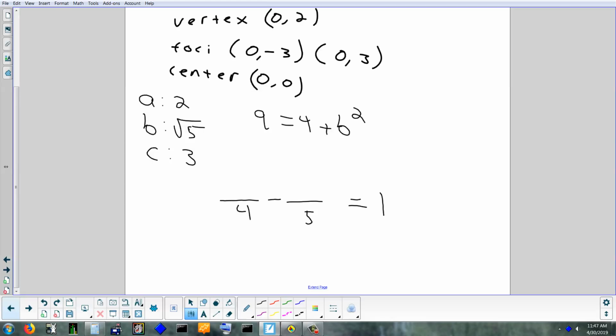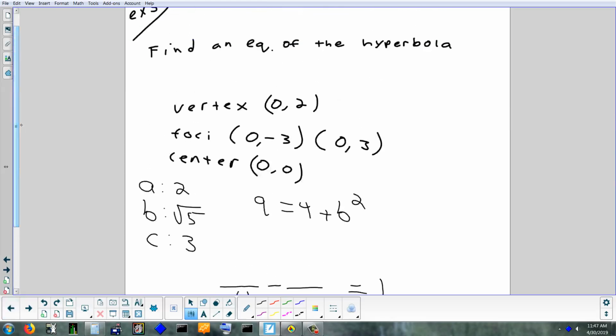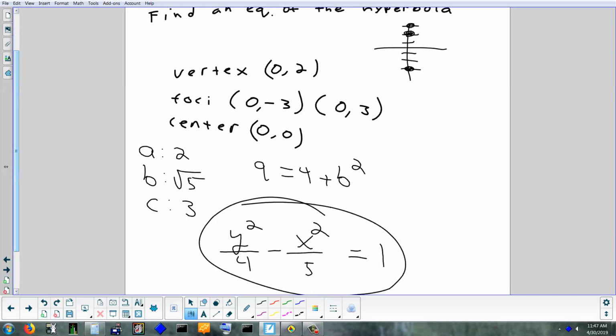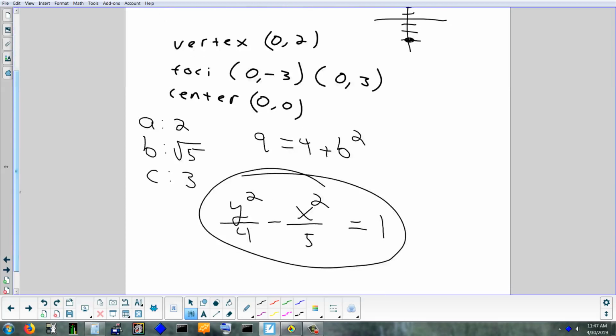Now we just have to decide where the x and the y go. Some people can just visualize that in your head, but if you're not sure, you've got a vertex up there, you've got a focus up there, and another focus down there. They're all lining up vertical. So, which letter should be positive? Y. Y squared, x squared. Bingo. And that's your equation. Any questions on that?